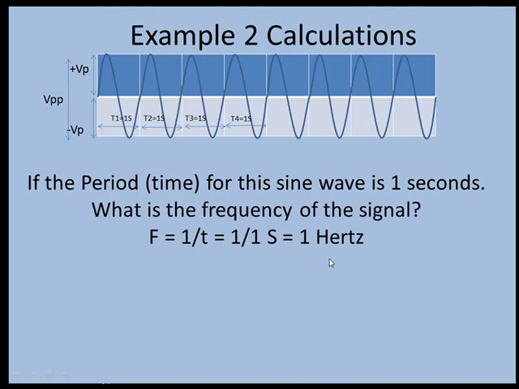Okay? And here's another example. Now our time has changed. The time is now 1 second. So if the period for the sine wave is 1 second, what is the frequency of the signal? Pretty easy, right? But you get the point. Frequency is equal to 1 over T. 1 over 1 second, that will be 1 hertz. 1 cycle per second. All right?